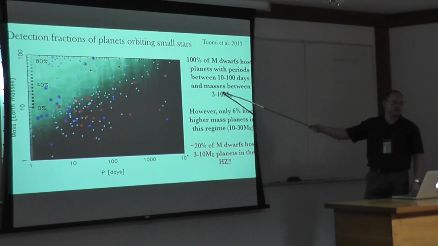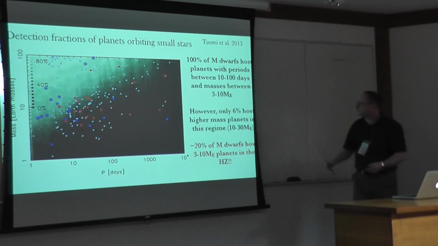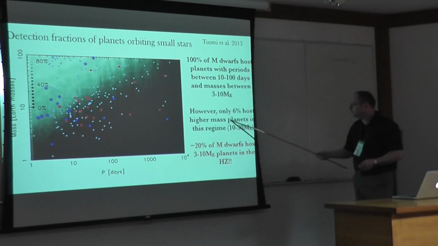Every one of them. And Kepler finds the same result here. Dressing and Charbonneau analysed this and found the same result. In fact, they found that actually the fraction is something like 2 or so per star. And we have an updated paper that will hopefully be out by the end of the year that agrees with them, 2.2 or so objects per M dwarf. So every M dwarf has planets.